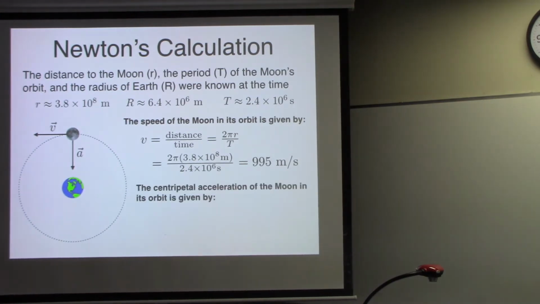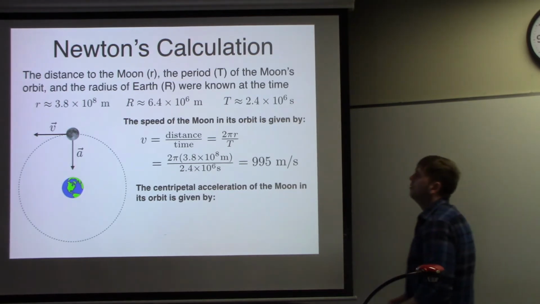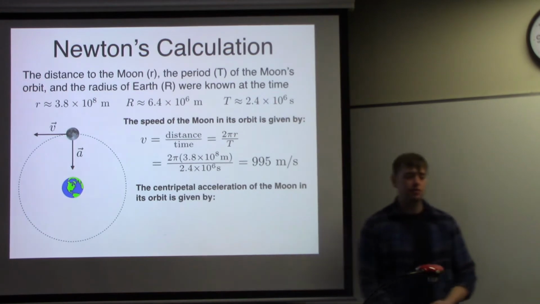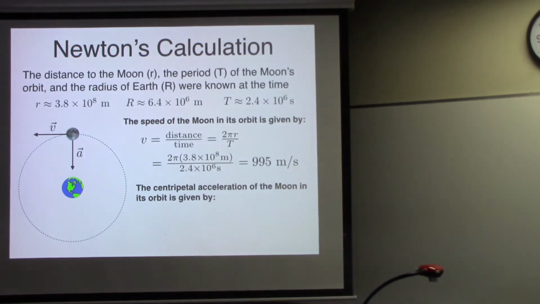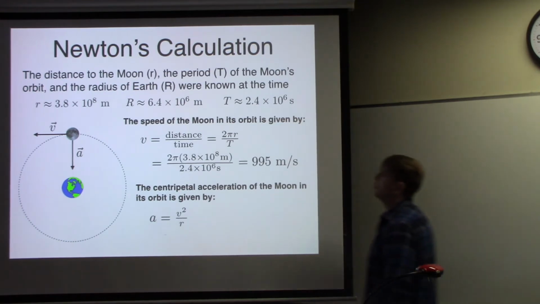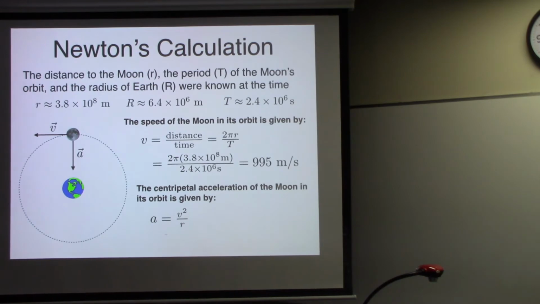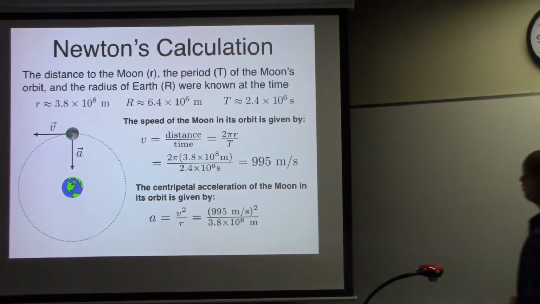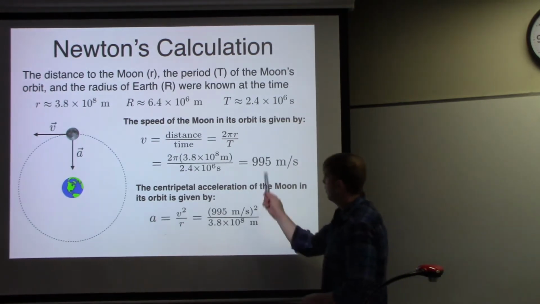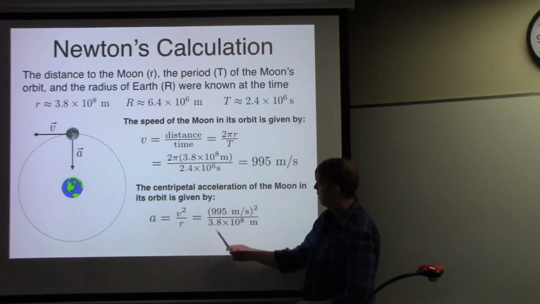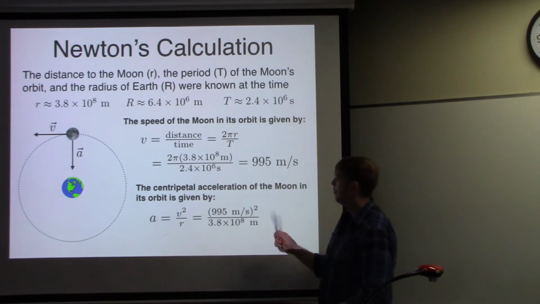And what can we do with that? Well, we can calculate the centripetal acceleration of the moon, because we have the speed, we have v, and we also have the radius. So remember that centripetal acceleration is given by v squared over r, so that would be the acceleration of the moon right here. And now let's plug in what we just calculated. 995 meters per second is the speed. Square that, divide by r, which is again 3.8 × 10^8 meters.